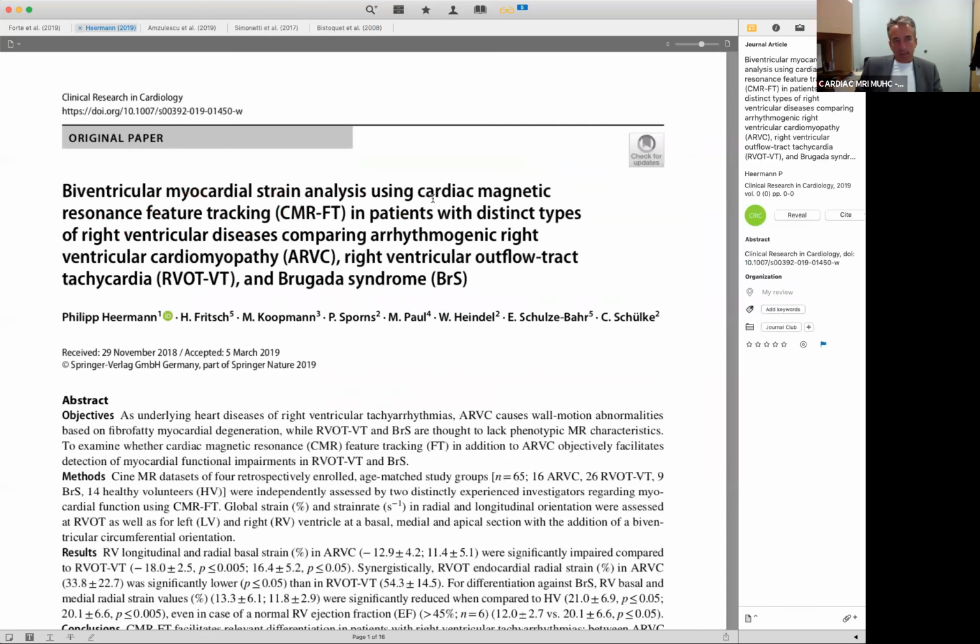But anyhow, biventricular myocardial strain analysis using CMR in patients with distinct types of right ventricular diseases, comparing arrhythmogenic right ventricular cardiomyopathy, right ventricular outflow-tract tachycardia, and Brugada syndrome. So this is going after a clinically important problem. We have right ventricular disease that may cause arrhythmia. In some, this is more benign, like in RVOT tachycardia, whereas in others, like in ARVC or Brugada syndrome, they can be fatal even at a young age.